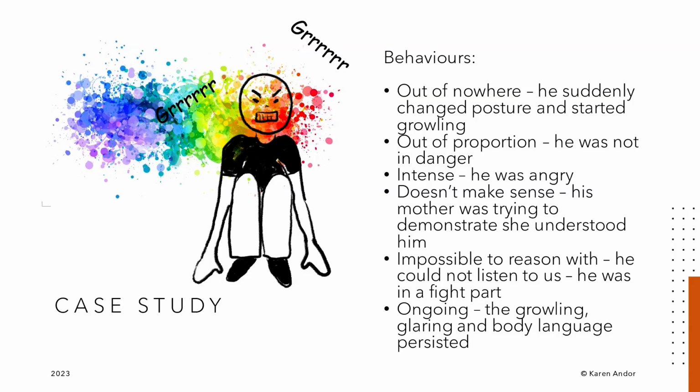He just couldn't listen to us while he was in the fight part, and that's because his prefrontal cortex had switched off. And it was ongoing. The growling, the glaring, and that ready to jump up and attack body language. And this is something that this boy had struggled with at school. It would be ongoing. Sometimes he would be growling for 2 hours with no support from his teachers because they didn't know how to help him.